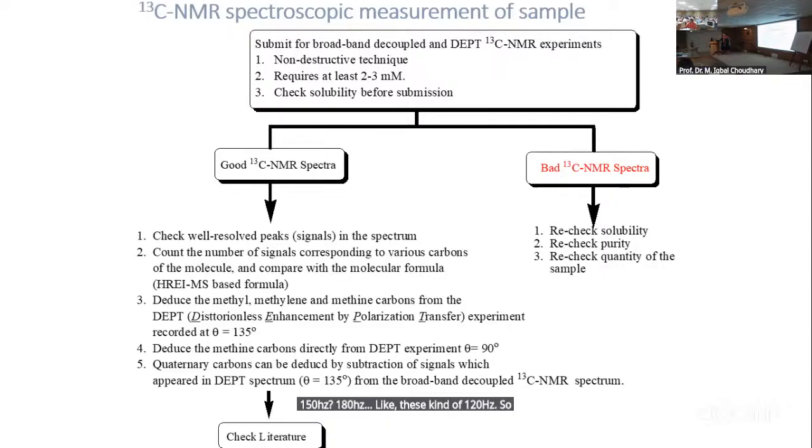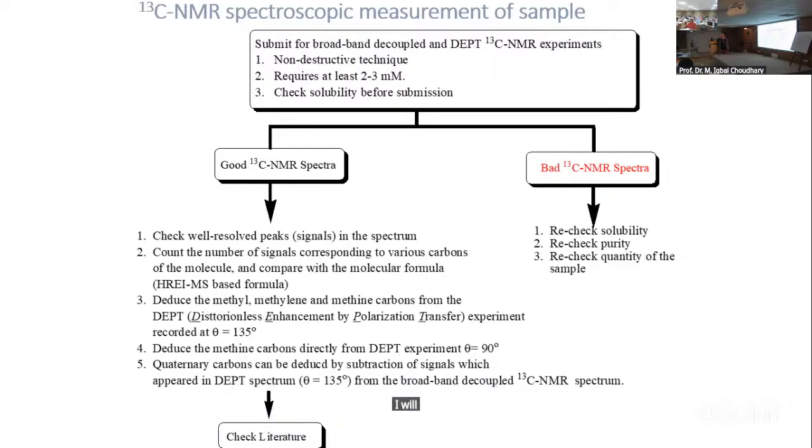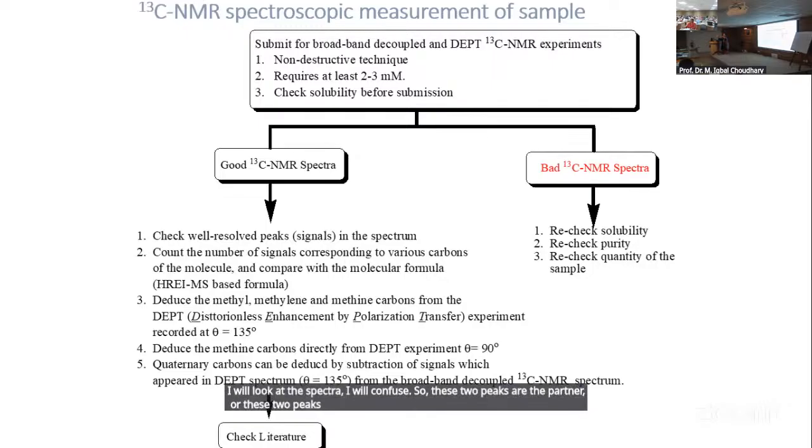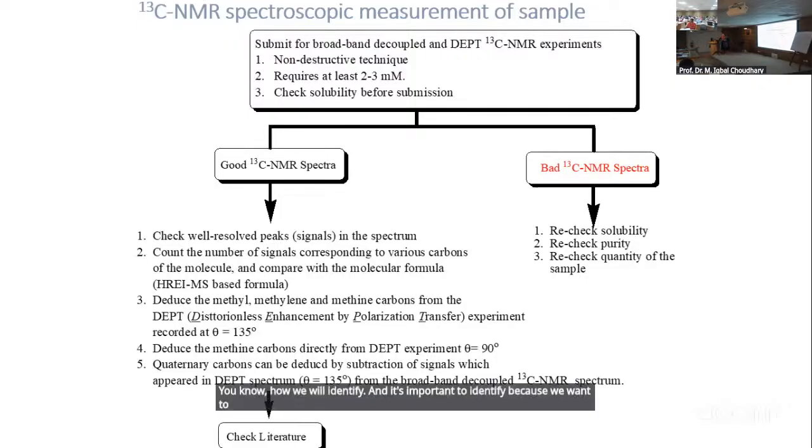So you can think of one doublet having one peak here and the other peak there, and after some distance another carbon has one peak here and the other there. If I look at this spectrum, I will be confused: are these two peaks the partners, or these two? How do we identify them? It is important because we want to identify CH, CH2, and CH3.